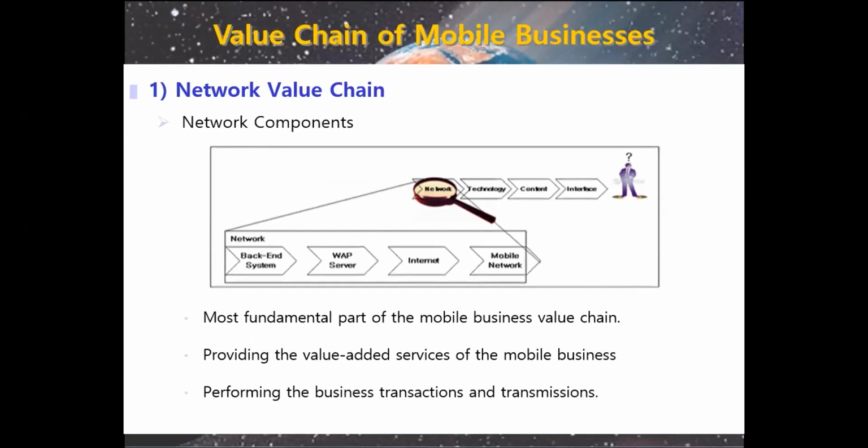For the network value chain, we have, as we said, the back end system, the web service, the internet, then the mobile network. It is the most fundamental part of the mobile business's value chain, providing the added services of mobile business and performing the business transaction and transformation. Mostly the owners of the businesses have experience and background in the network, where they move to the next value so they can achieve their businesses. Usually they have the technology and they start generating ideas and interest to move on to the business itself.